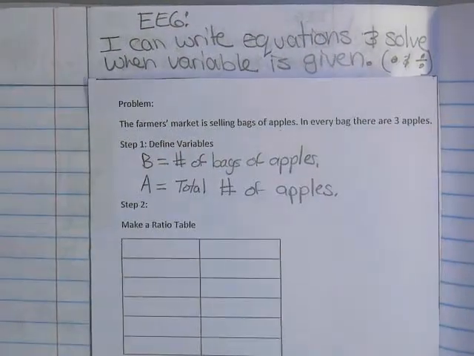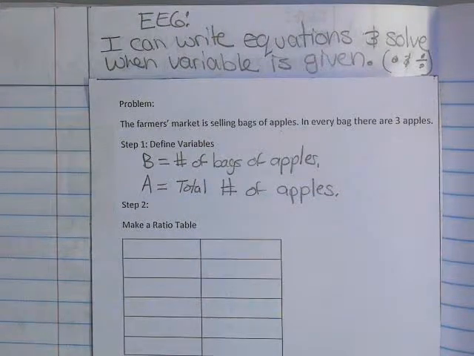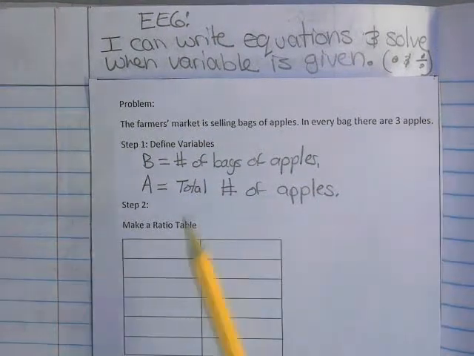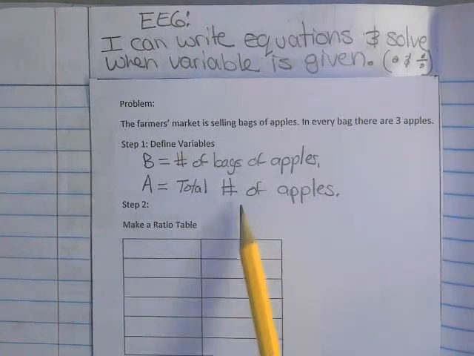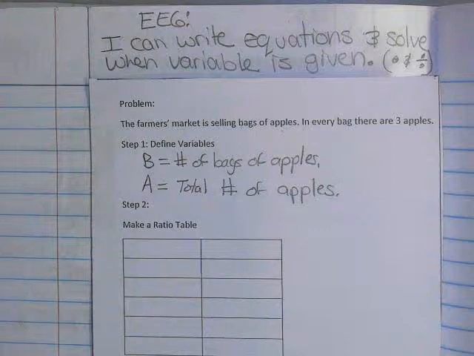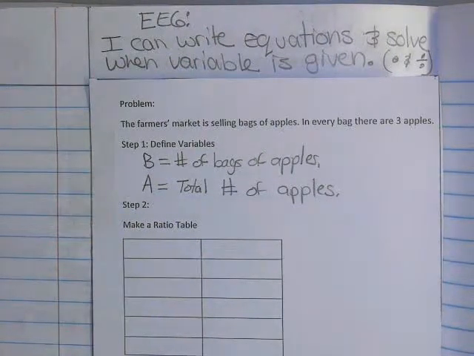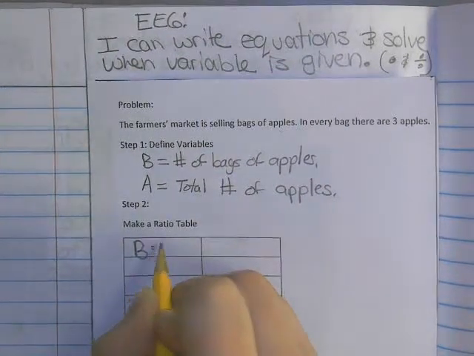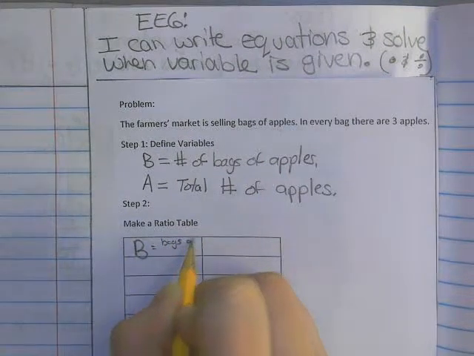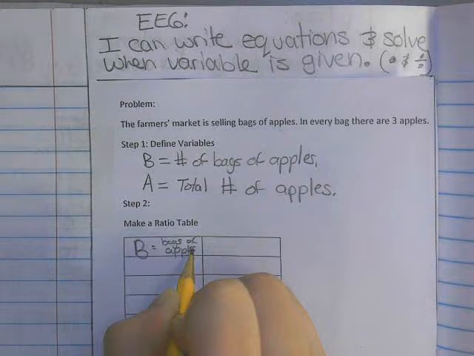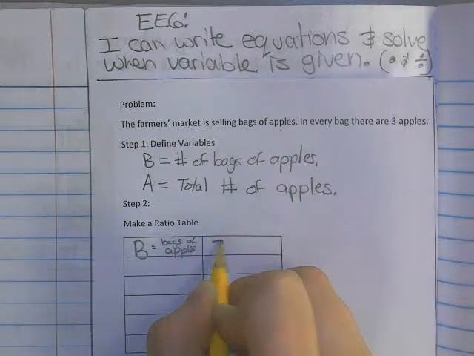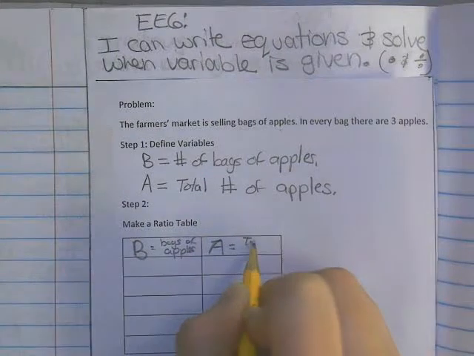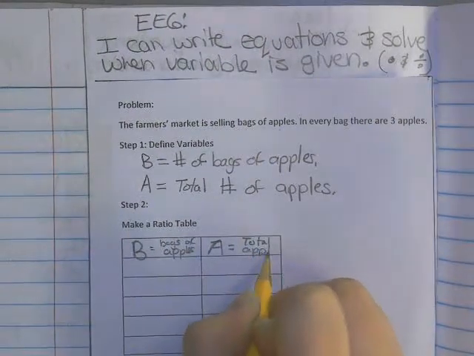Okay? So far so good. That shouldn't be anything new. We've been doing that for the last couple of days. The only thing that can be a little tricky is, remember, you want to have detailed and specific variables defined. Okay? So the way that is best to show the relationships between these equations is with the ratio table. So step 2 in solving these is make a ratio table. So I'm going to put B here, and that of course is bags of apples. And I'm going to put A here for total apples, right?